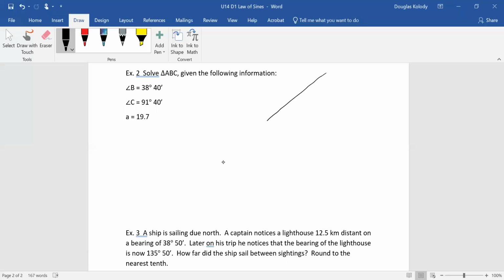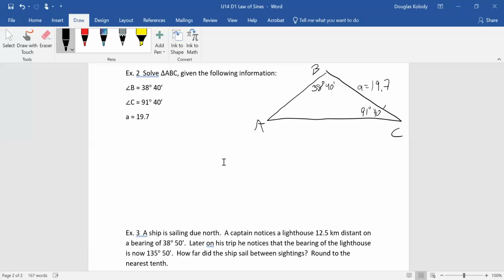Here we go. Let me draw another triangle right here. So I'll call this angle A. I'll call this angle B up here, and I'll call this angle C over here. It says that side A is 19.7, so I'll do A equals 19.7. It says that angle B is 38 degrees and 40 minutes, so I'll put that right here. And last but not least, it says that angle C is 91 degrees, 40 minutes, so I'll put that right here.